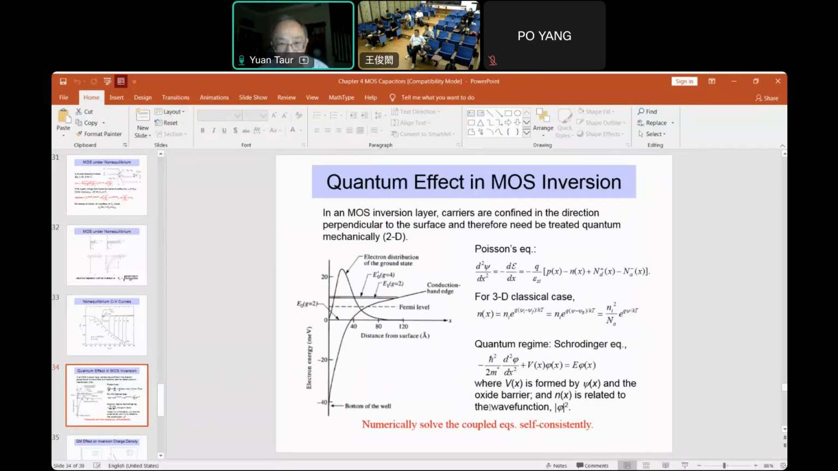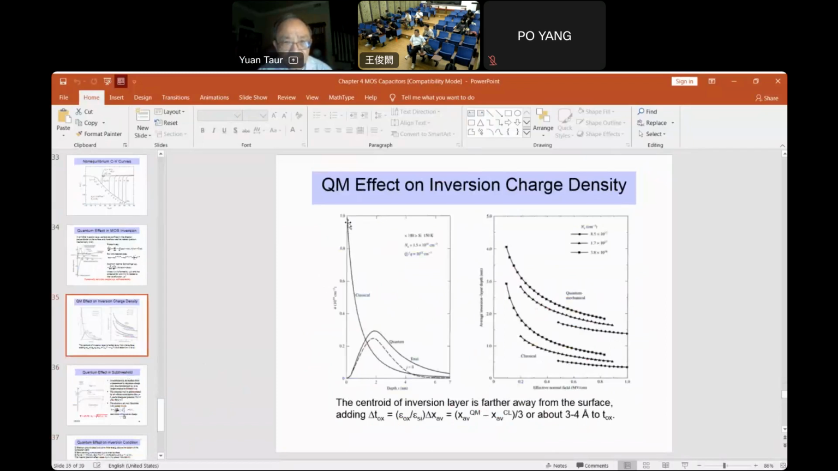It can only be solved numerically. One particular case that we can solve more easily, we'll mention it later. But first, let's look at what the quantum effect is. The quantum effect is shown here on the inversion charge. On the left is the inversion charge, the classical one with Poisson equation only, no Schrödinger equation. It shows that it peaks at the surface, the interface, very shallow, only about 1 nanometer or so.